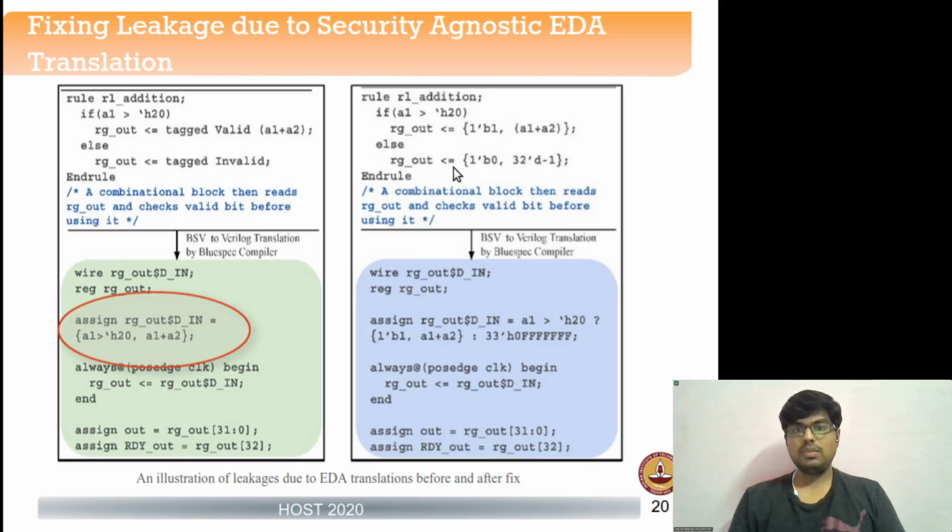In the BlueSpec code, we removed the tagged valid construct and we explicitly specified 1 followed by the value if the condition is true, otherwise 0 followed by all ones. So in the Verilog code, the same design is realized as 1 followed by A1 plus A2 if the condition is true, otherwise it will be 0 followed by all ones. This simple fix actually removes the side channel vulnerability from all unexpected modules.